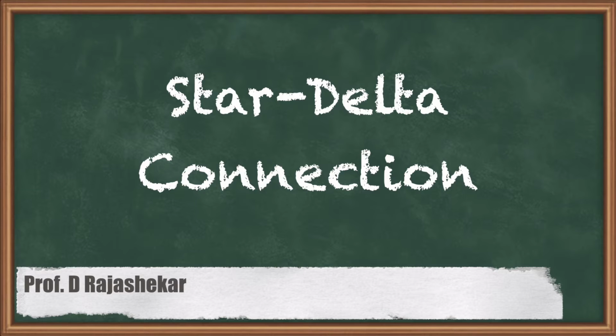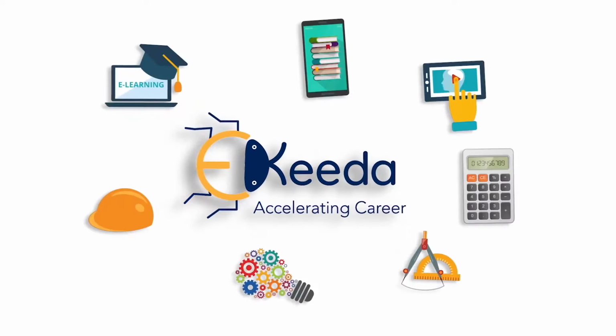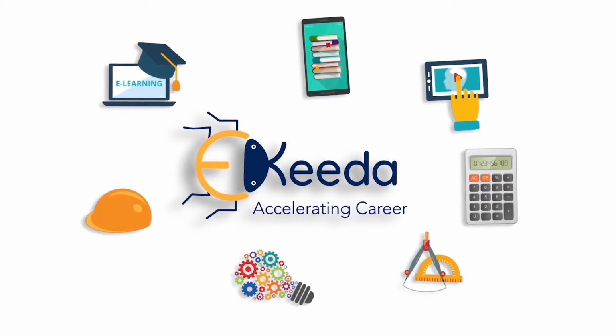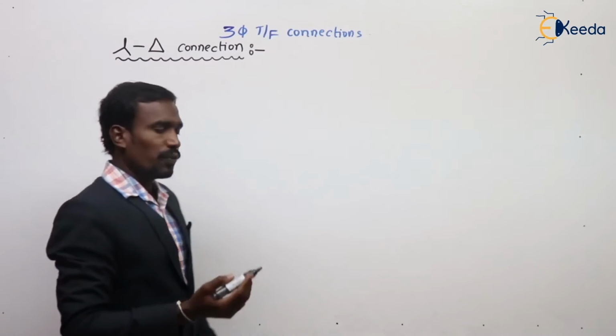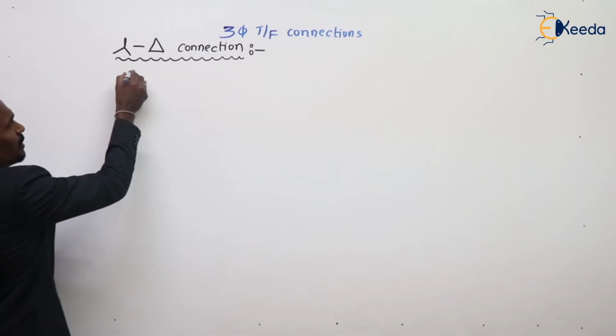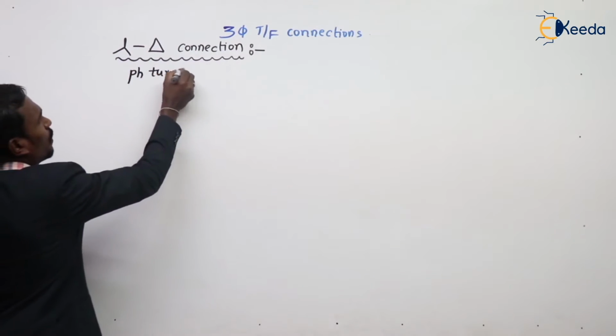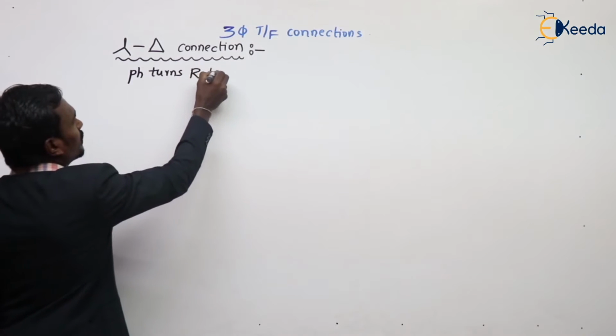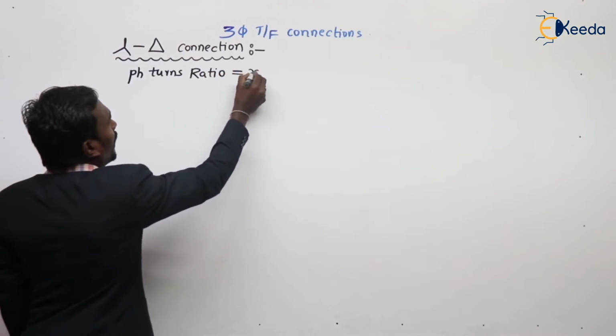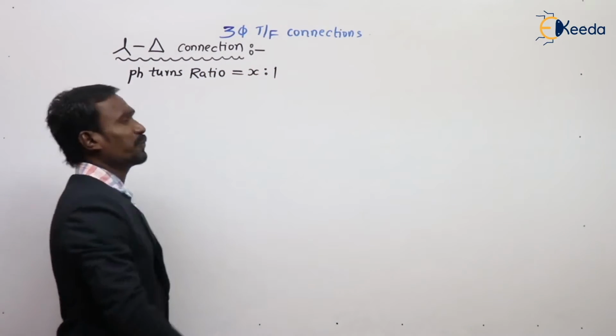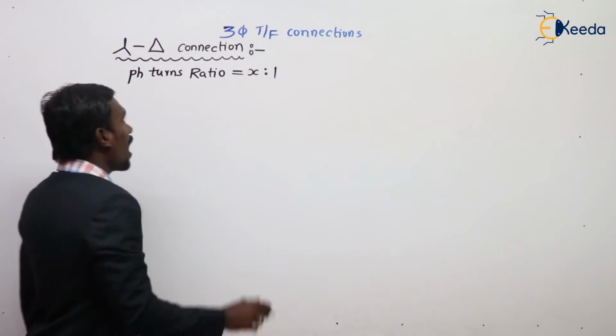Today in this video, we are going to discuss the star-delta connection. For this star-delta connection, first of all, the phase turns ratio. Phase turns ratio is common for all: x is to 1, this is fixed.